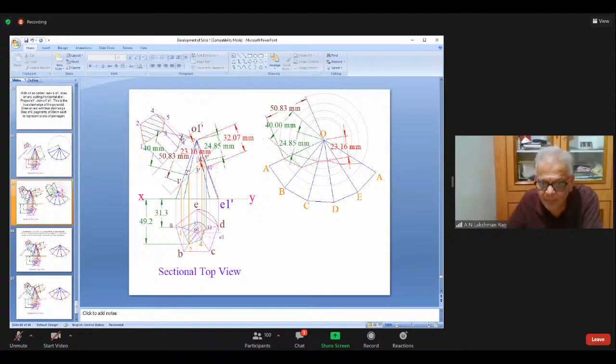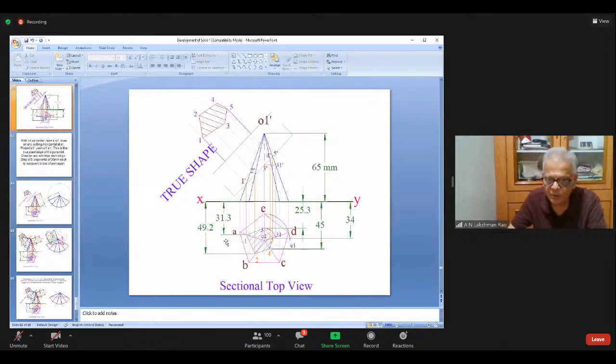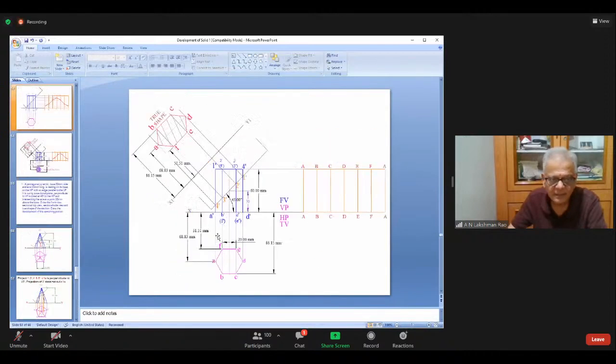I get this. Of course, this is slightly confusing. If you open it on your laptop at home, it will be clear. All the distances I have measured here and I have marked it here. OA distance is 50.83. I have marked it. OB, OC, OD, etc. Everything I have measured from O1 dash. On this true length, I measure and mark here.